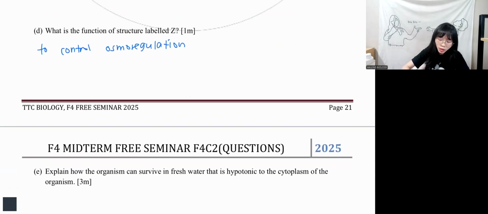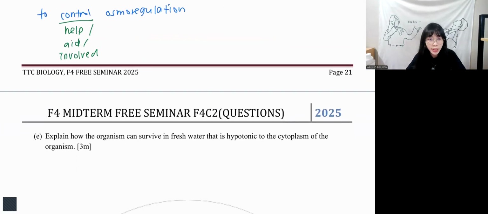You can choose control, help, or aid, or involve. As long as you write osmoregulation. To carry out osmoregulation also can. Explain how the organism can survive in the fresh water if it's hypotonic to the cytoplasm of organism.